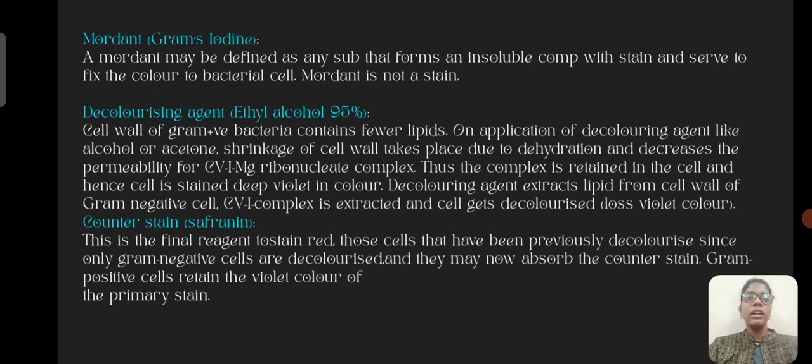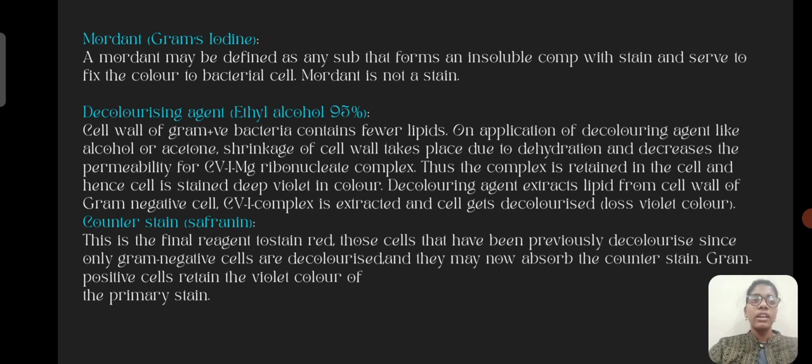Decolorizing agent. Here the decolorizing agent is ethyl alcohol. The cell wall of gram positive bacteria contains fewer lipids. On application of a decolorizing agent like alcohol and acetone, shrinkage of the walls takes place due to dehydration and a decrease in the permeability of the ribonucleate complex. Thus, the complex is retained in the cell wall and hence the cell is stained deep violet in color.